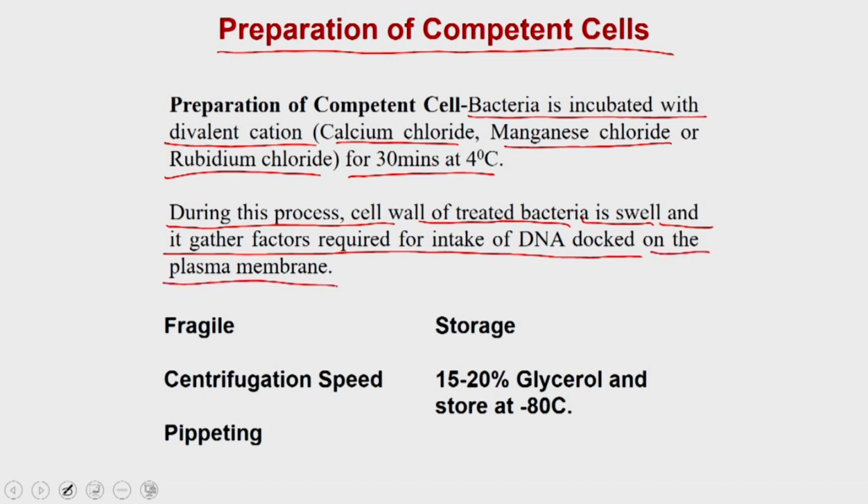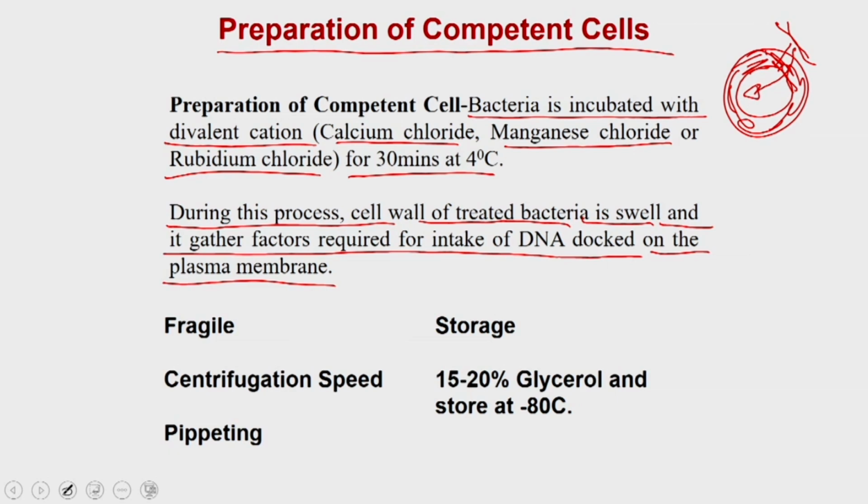So, it is actually doing two things. One, it is loosening the cell wall which is present on the outside. Once the cell wall gets loose, the DNA gets a chance to dock onto the plasma membrane, and once it is docking, by doing the treatment with the divalent cation, these factors are present in greater amounts. So, that is how the DNA will enter into the bacterial cell.